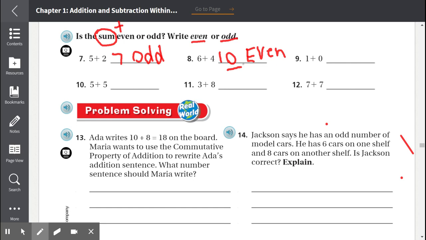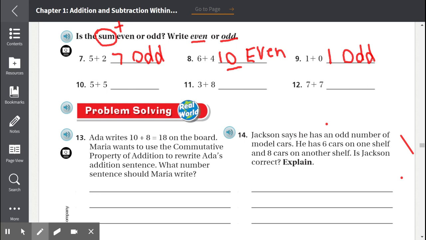Now let's look at number 9. 1 plus 0. 1 plus 0 equals 1. That's only one digit. Now we know if it ends in 1, 3, 5, 7, 9, it is odd. So therefore, number 1 is odd.